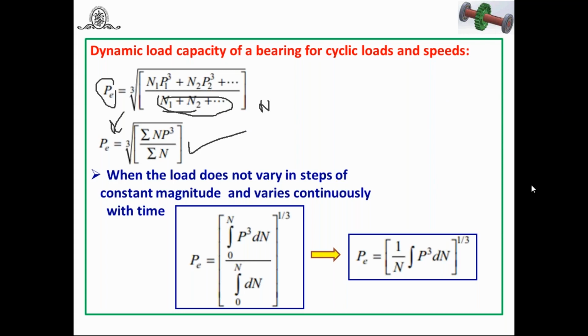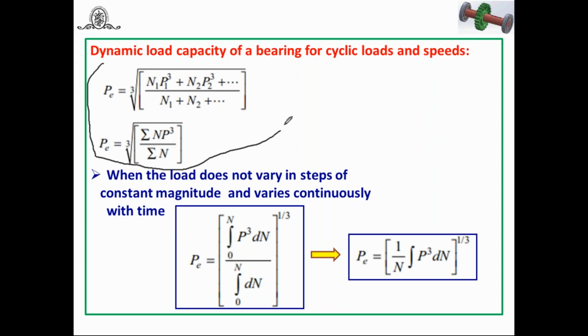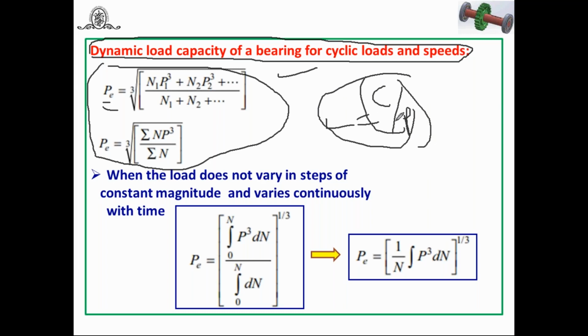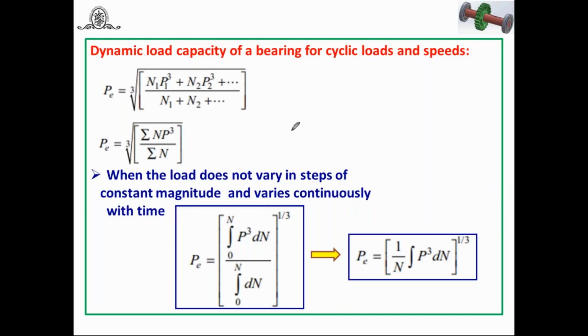which is derived here, you can use to calculate the dynamic load capacity of a bearing for a cyclic load and different speeds. P1, P2, P3 are the loads acting during that element. N1, N2, N3 are the revolutions of that element. Capital N is the total work cycle, and P is the equivalent dynamic load. Once you get P, the equivalent dynamic load, you use the load-life relation, C, P, C, L, in terms of ball bearing or roller bearing, find the dynamic load capacity C and select the bearing from the manufacturer's catalog. Same procedure.